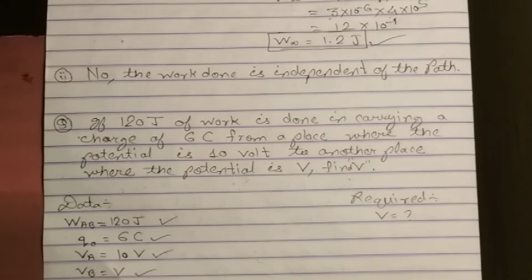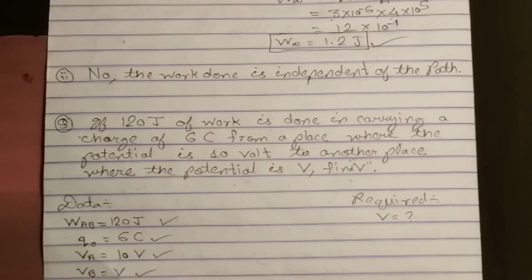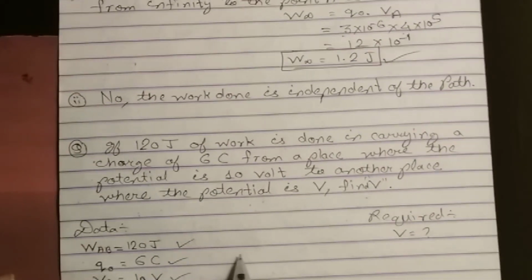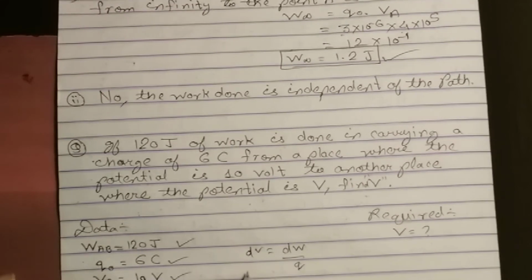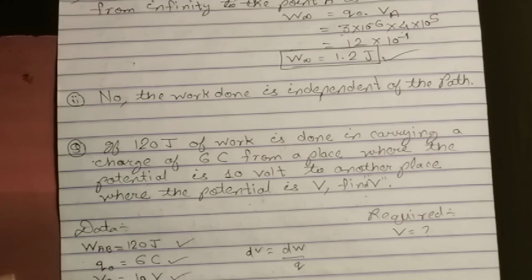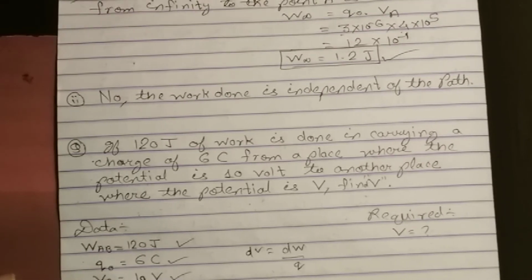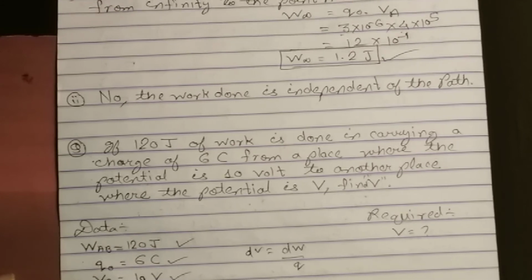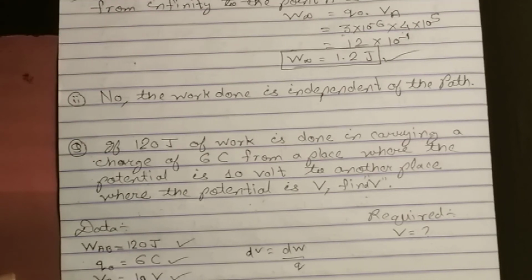As I told you, what is the relation between electric potential and work done? dV equals dW upon Q. When the charge is brought from point B to point A, how much work is done here? 120 joule. And the charge over there is 6. We don't know the value of VB, students, so I'm going to find out the value of VB.